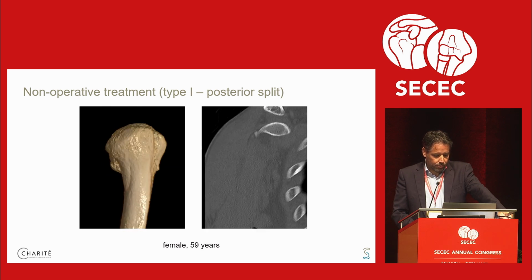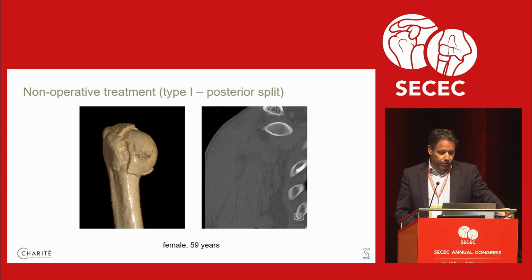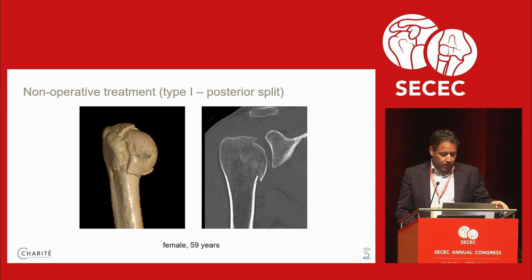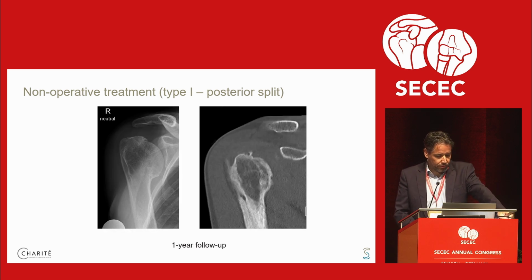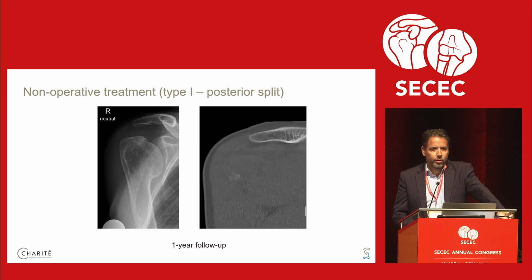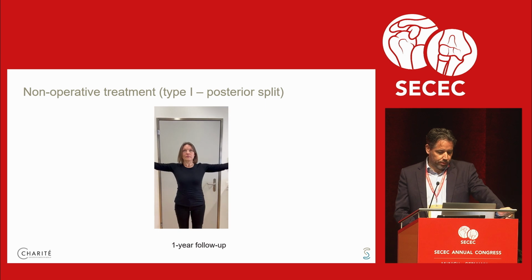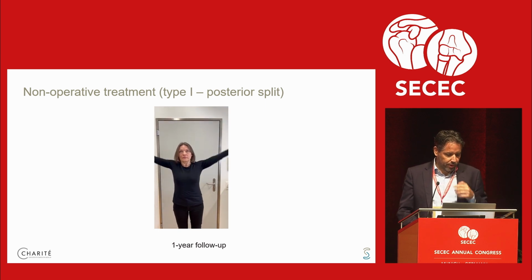You see the split is again posteriorly. There is more step-off compared to the patient you have seen before. So again, due to the wish of the patient, she was treated non-operatively, and what you see at 1 year follow-up is remodeling of the split. There's also no arthritis yet, although we don't really know how this looks, and her function is pretty good at 1 year, and I doubt if you would have operated on this patient that the function would be better.